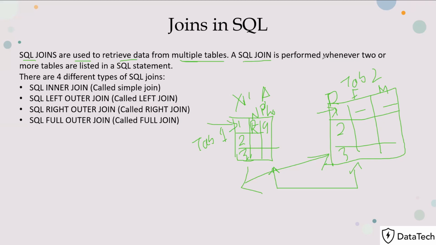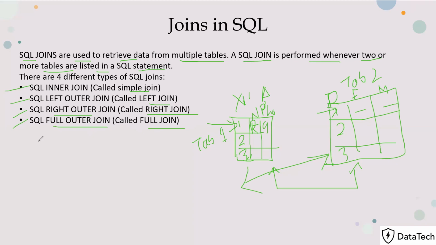A SQL join is performed whenever two or more tables are listed in an SQL statement. So in order for us to join tables, join is used. First is SQL inner join, called a simple join. You can write it as just join as well. SQL left outer join, or left join. SQL right outer join, or right join. SQL full outer join, or full join.